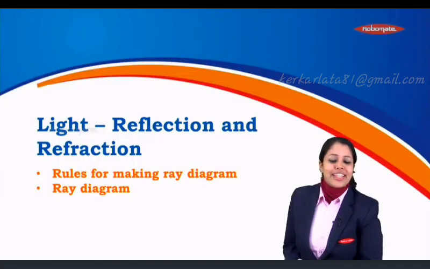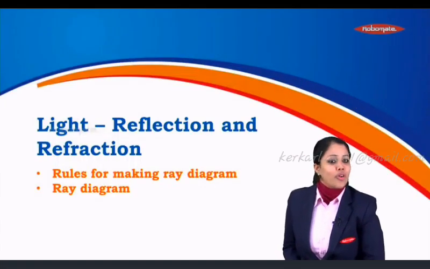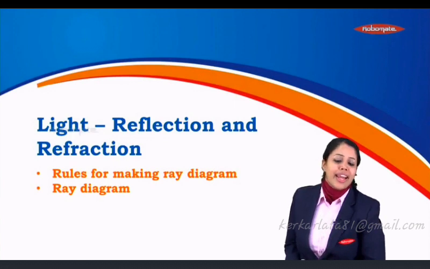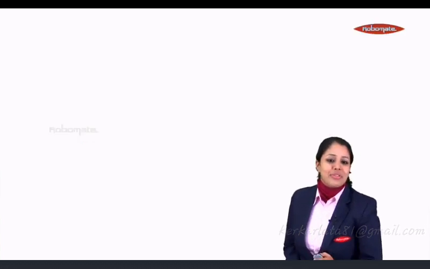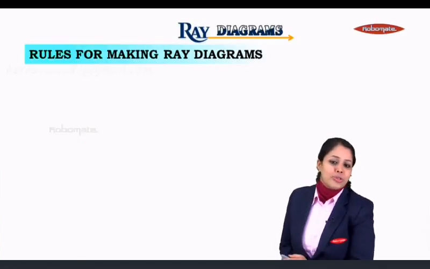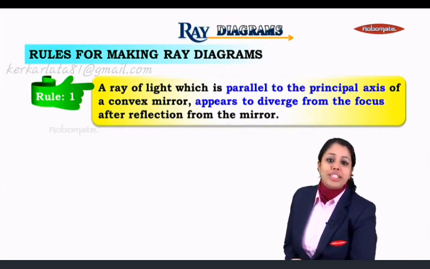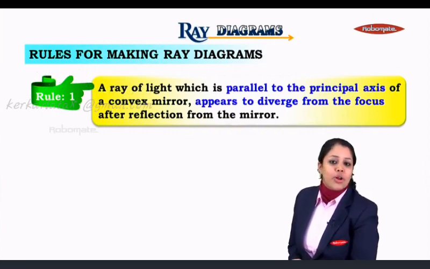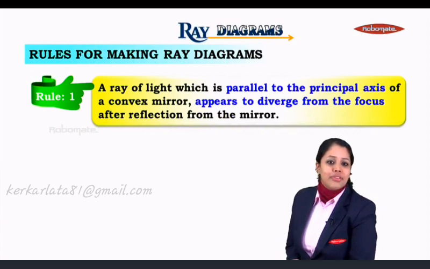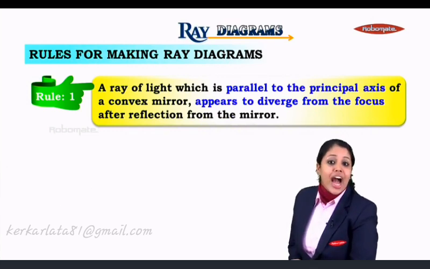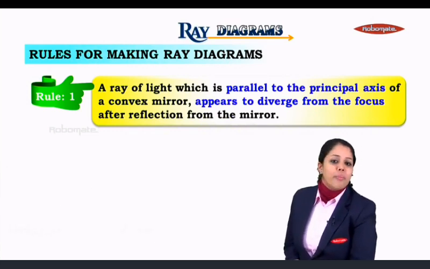In this module, we are going to study the rules for making a ray diagram of a convex mirror and also the ray diagram of a convex mirror. Let's start with the 4 rules. The first rule, students, says a ray of light which is parallel to the principal axis of a convex mirror appears to diverge from the focus after reflection from the mirror.